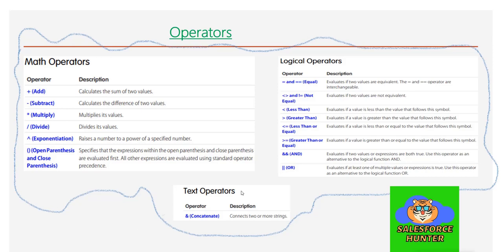Whenever we talk about a string, we mean text. String means a collection of characters. So to concatenate two strings, we use the concatenate operator, that is a single ampersand. This symbol is called ampersand. Okay, now let's move ahead.